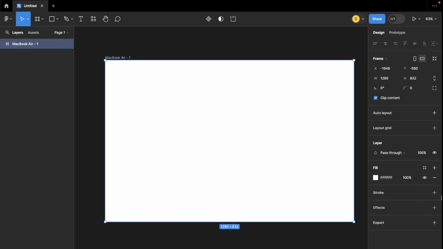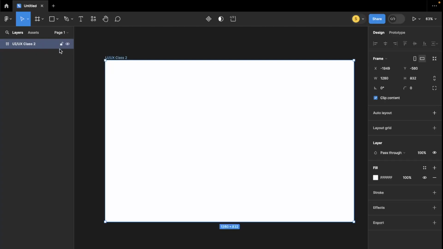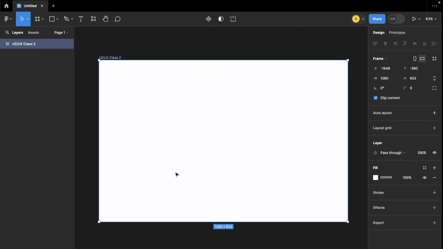Now you can see all of this here on the right hand, and you can also see the name of this frame. If I want to change the name of this frame, I can. I'll just type UI UX class 2. The name of this frame will also be changed over here. Fine. Clear up until this point. Now we'll see this one by one.